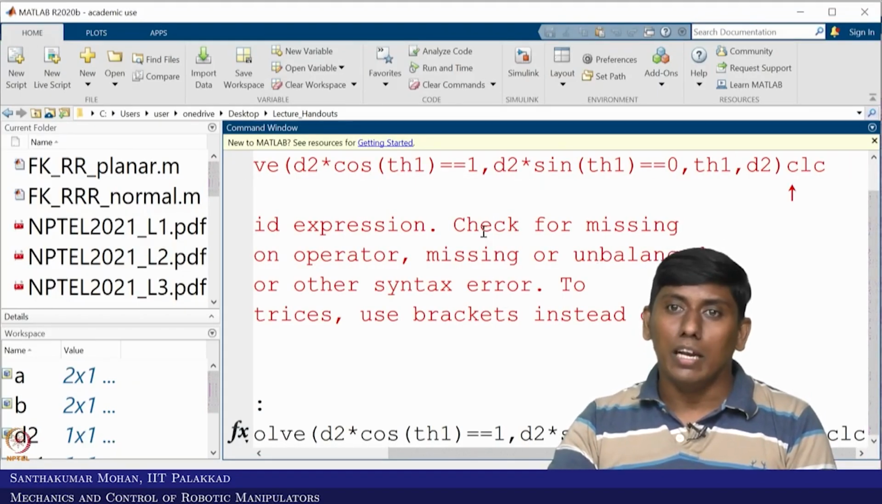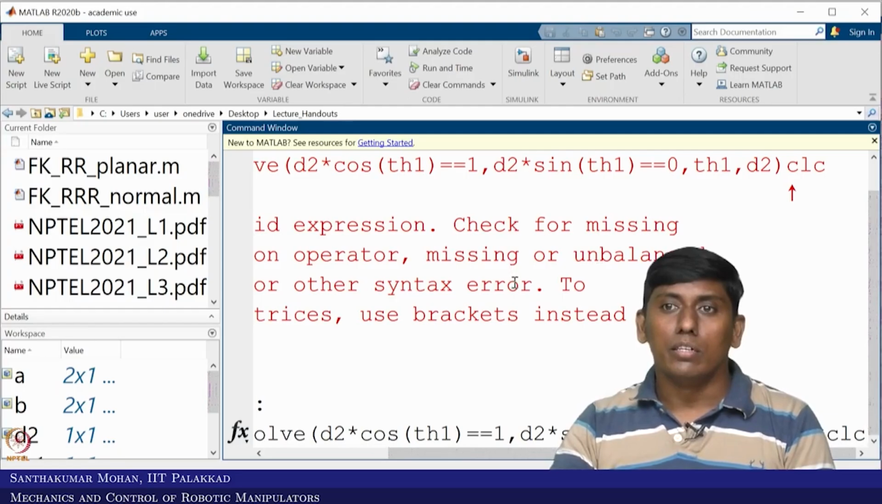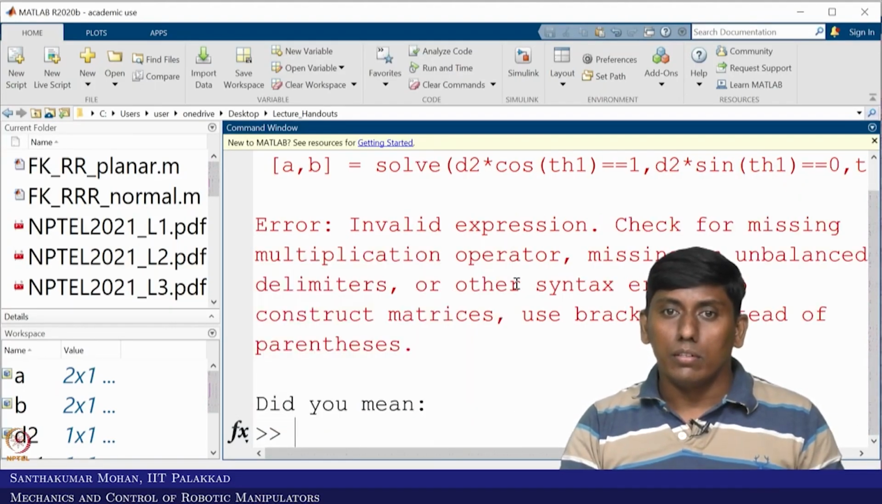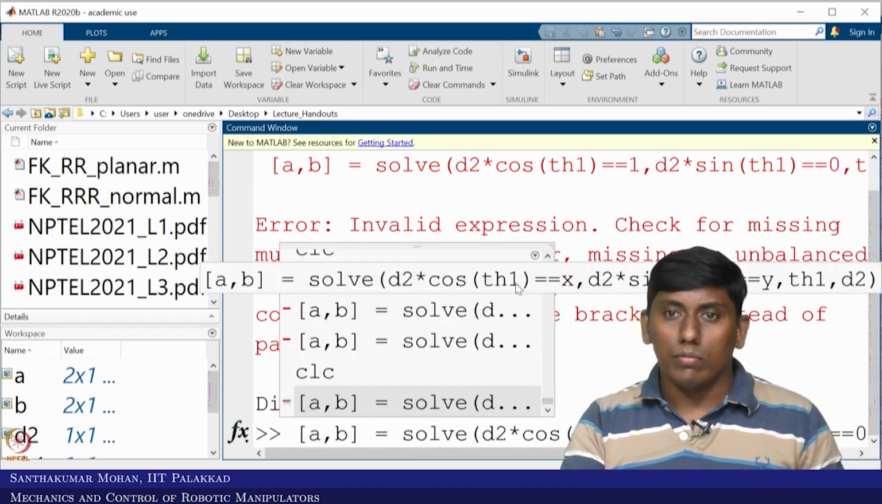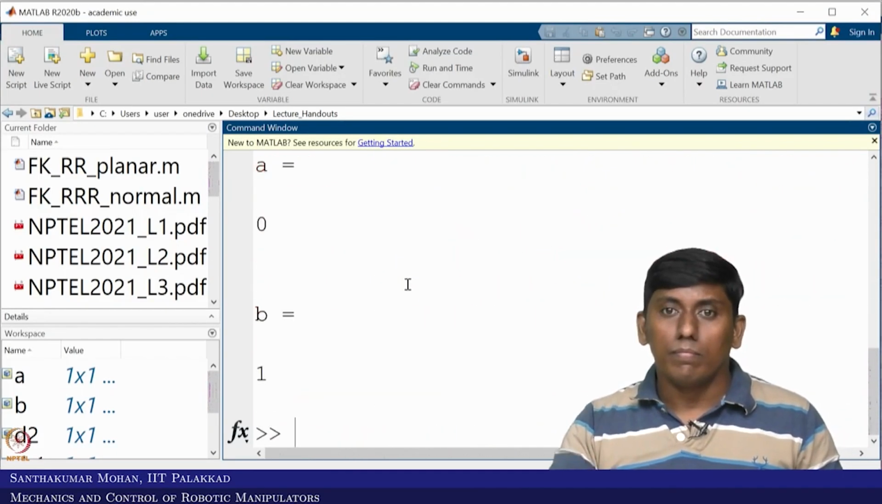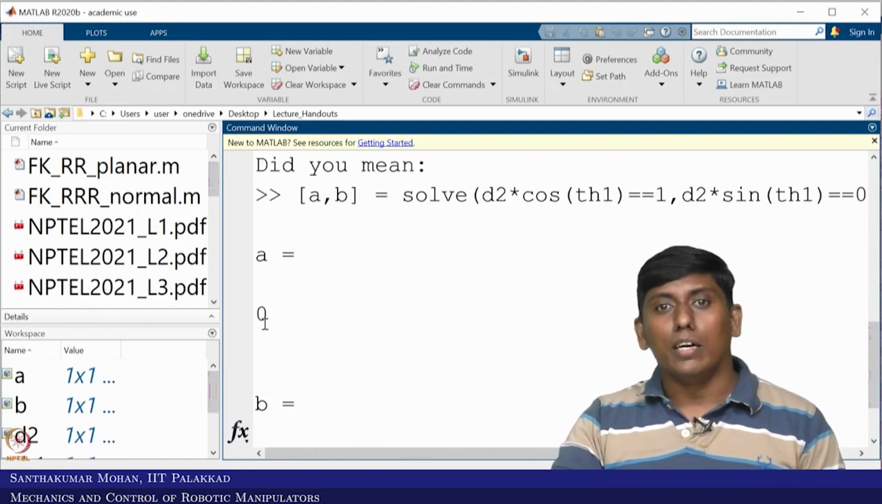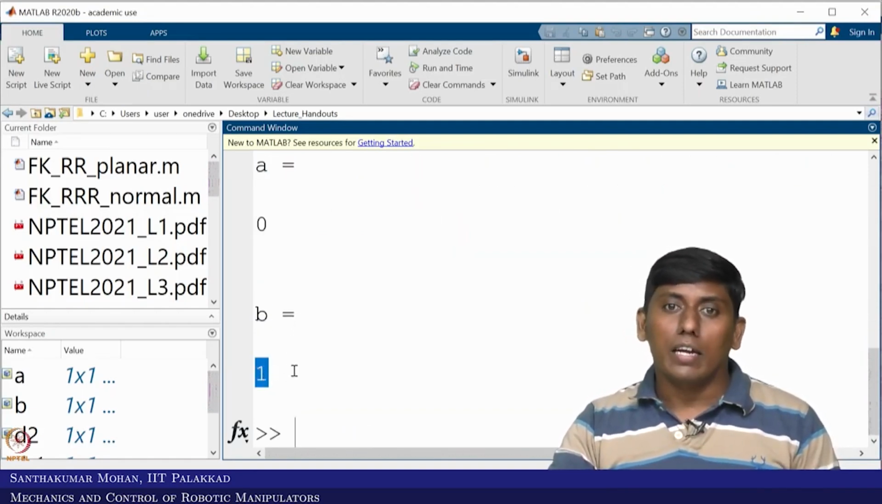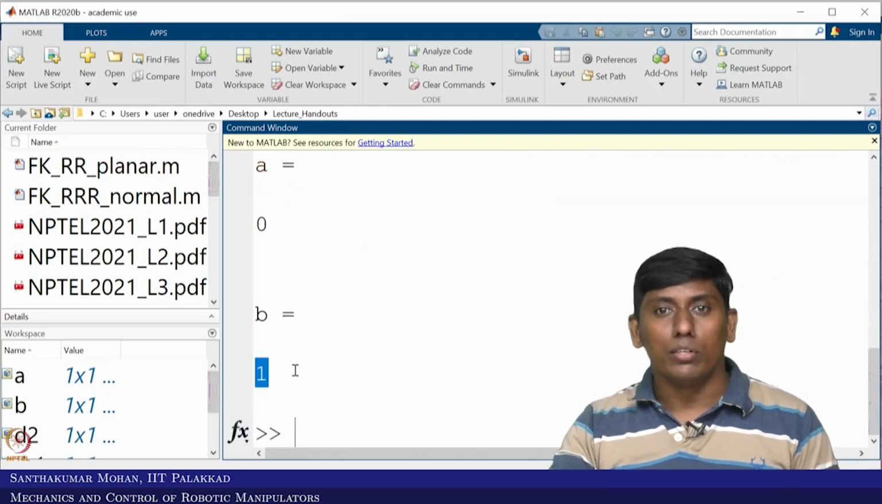Now it is still defined as a symbol. Sorry. So you can see that theta 1 is 0 degrees and d2 is 1. Like that you are getting a solution.